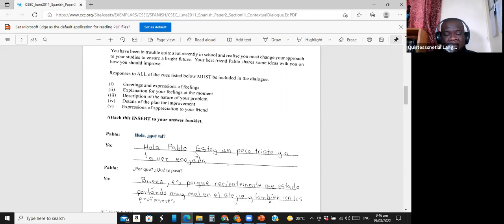We have a space here. Before the space, we have hola, ¿qué tal? After the space, we have a question, ¿por qué? ¿Qué te pasa? That is a hint to us of this, greetings and expressions of feelings. So the appropriate response to hola, ¿qué tal is what? Anybody want to try? What is the appropriate response to hola, ¿qué tal?